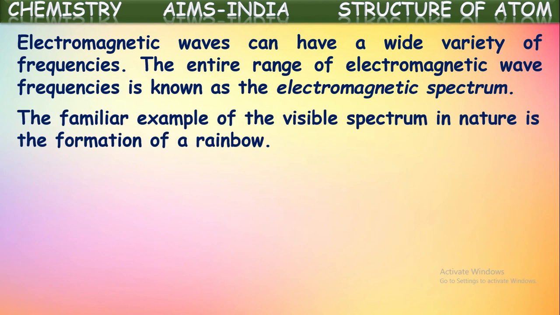The familiar example of the visible spectrum in nature is the formation of a rainbow. In a rainbow, we see 7 colors, each color representing one kind of electromagnetic frequency. So nearly 7 kinds of frequencies are shown there because 7 colors appear. All these frequencies together are known as the electromagnetic spectrum. So for the electromagnetic spectrum, a fine example is a rainbow.